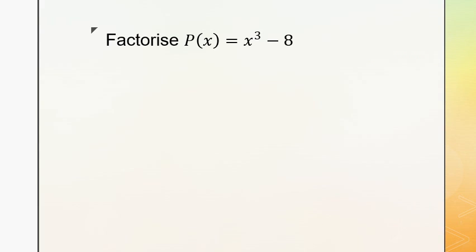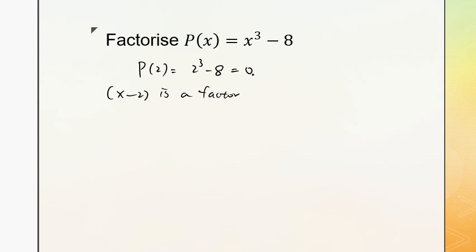If you see a cubic function like this, instead of doing the division or trial and error, it's easy for you to identify that one of the values for x to make the whole polynomial equal to 0 is going to be 2. So you can say P(2) is equal to 2 cubed minus 8 is equal to 0. Okay, and what this tells you is x minus 2 is going to be a factor.